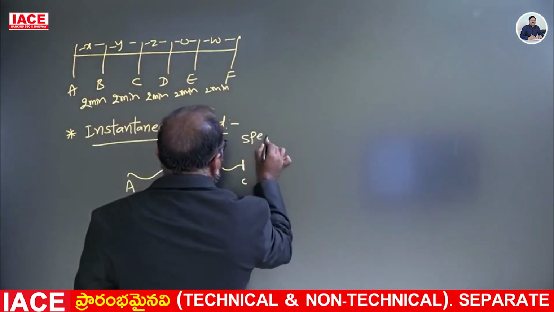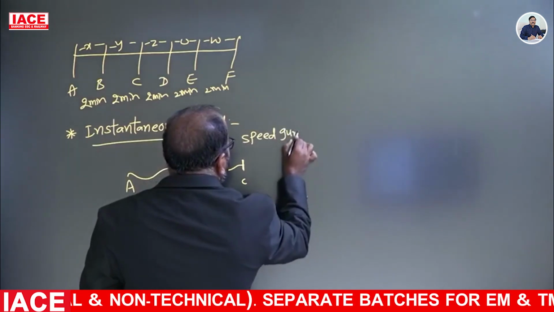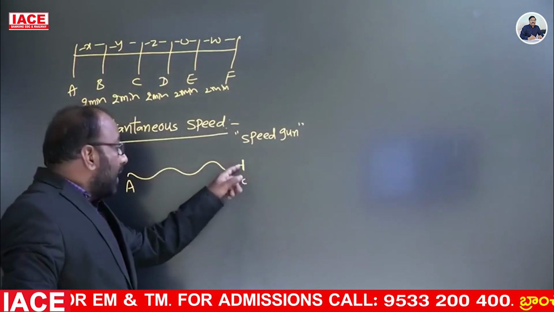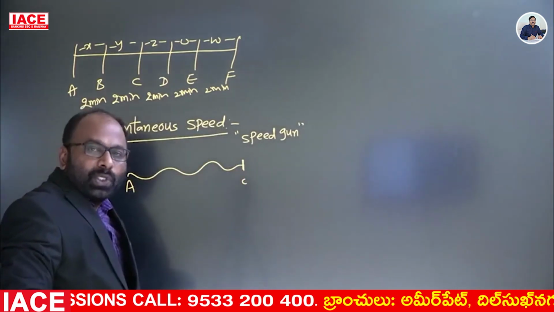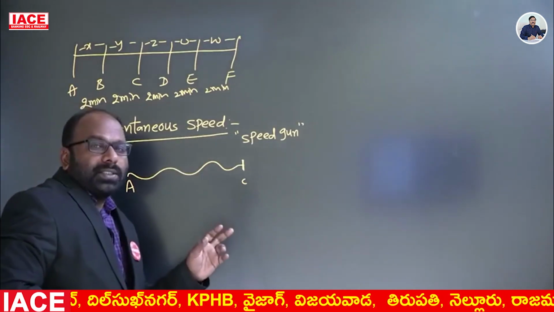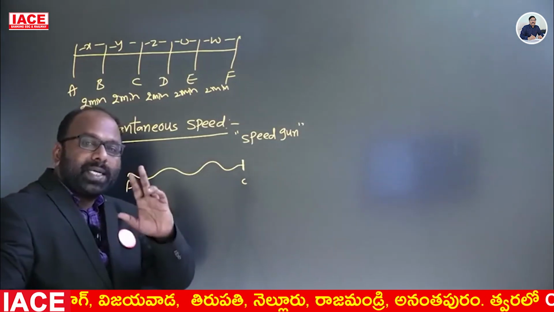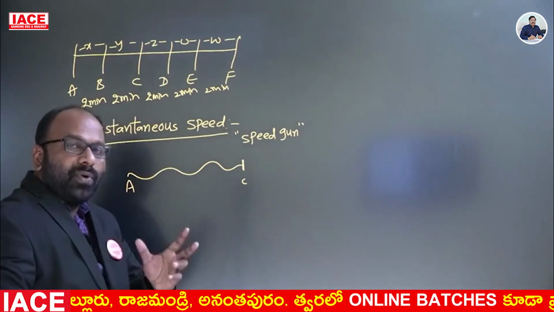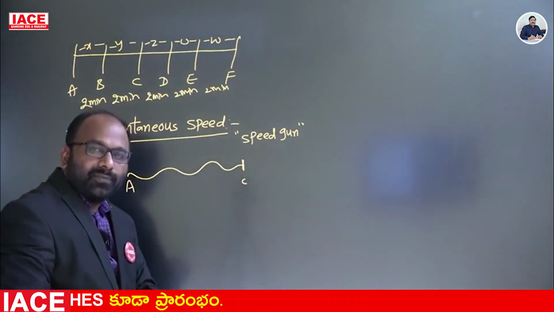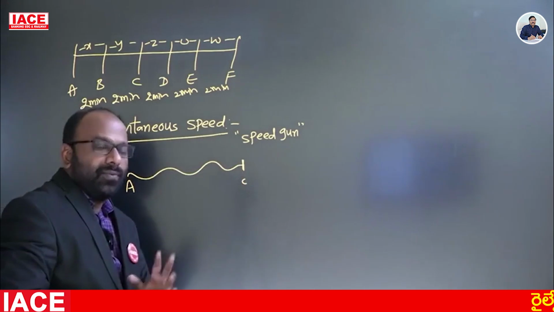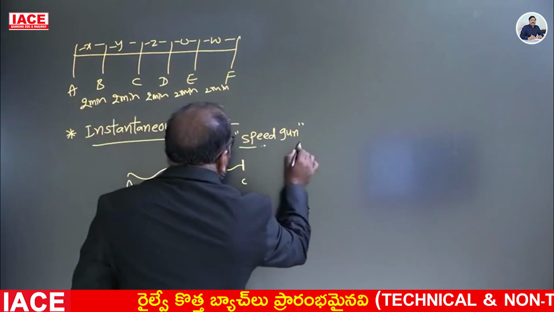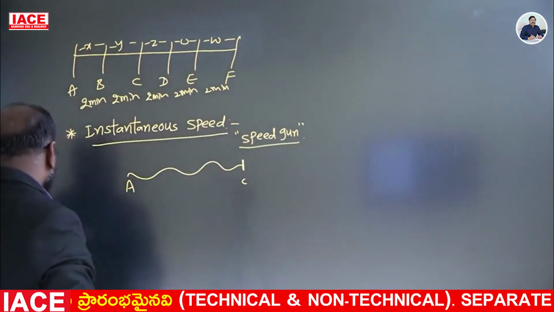The speed of the vehicle is measured by the speed gun. A speed gun is used to detect or measure the speed of the vehicle in a particular interval of time. So police officers generally give fines on overspeed; they detect the overspeed of the vehicle and fine that person. As for the instantaneous speed, police officers will fine the persons who are traveling with overspeed. This is the instantaneous speed.